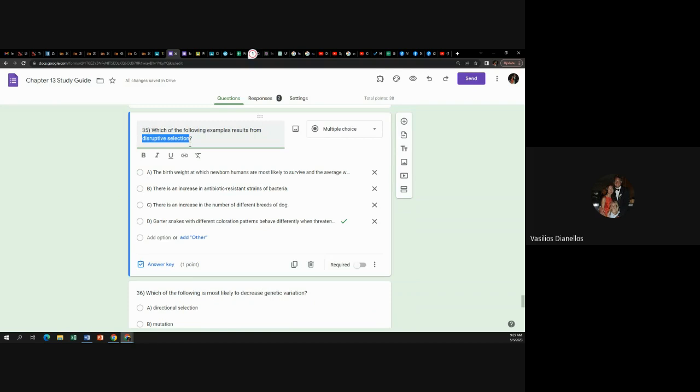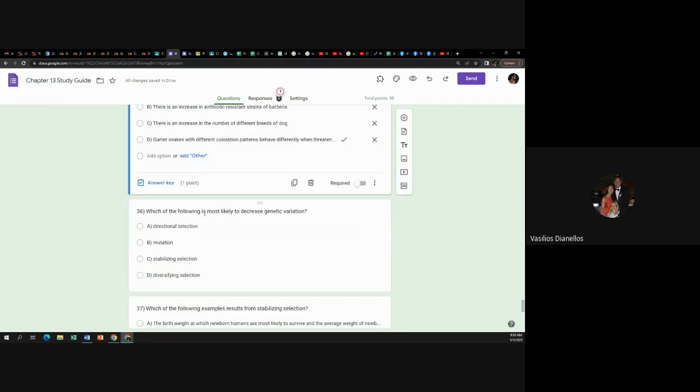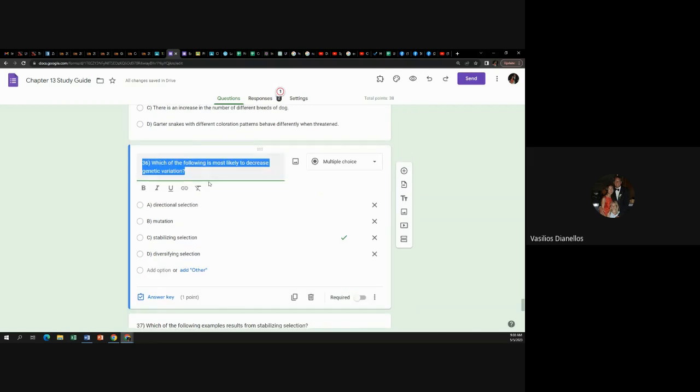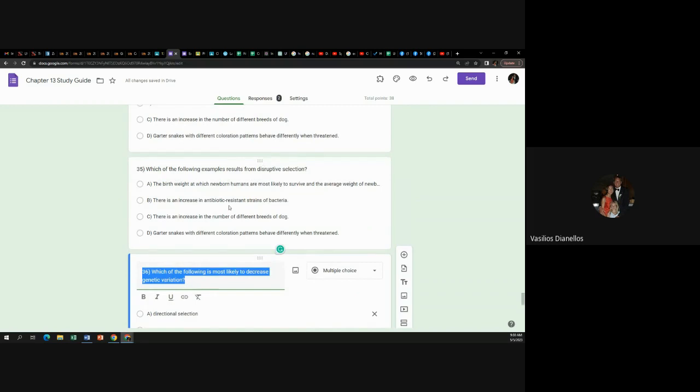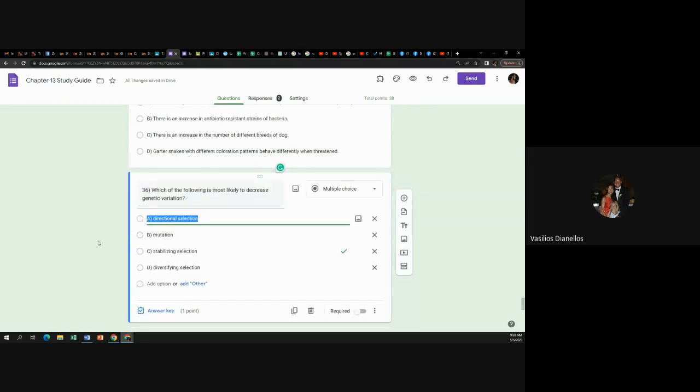So again, for disruptive selection, both of the extreme phenotypes are increasing, but that middle, the average, is decreasing. And the opposite of that, we'll come back to that. Which of the following is most likely to decrease genetic variation? That would be the opposite of this. The opposite of disruptive selection is stabilizing selection. Stabilizing selection would decrease genetic variation.